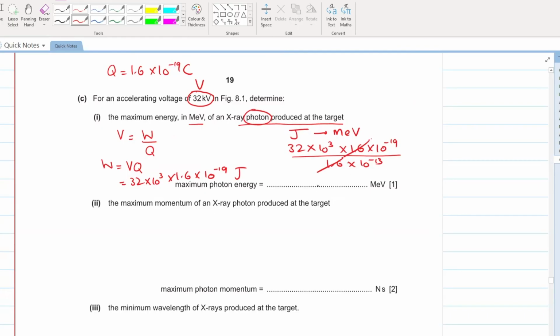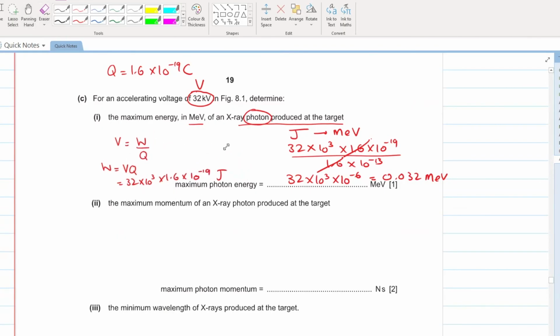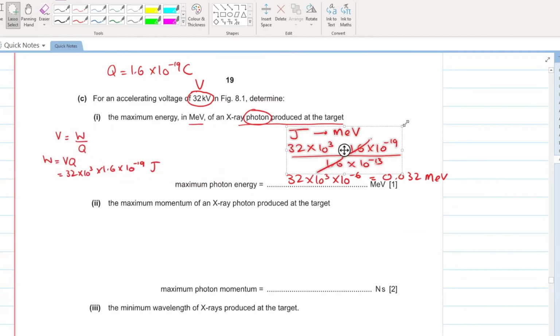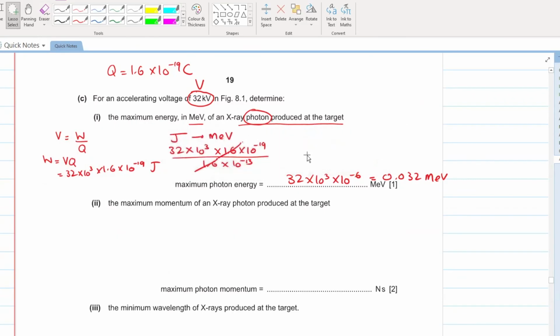Let's take this to the top side. This will become 32 into 10 raised to the power of 3 into 10 raised to the power of minus 6. Take this three places backward. 0.032 mega electron volt is your answer. Let's shrink some of the working. Place this here. If something is unclear, tell me, I will clear it out. This is your answer. All clear? Let's further move ahead.